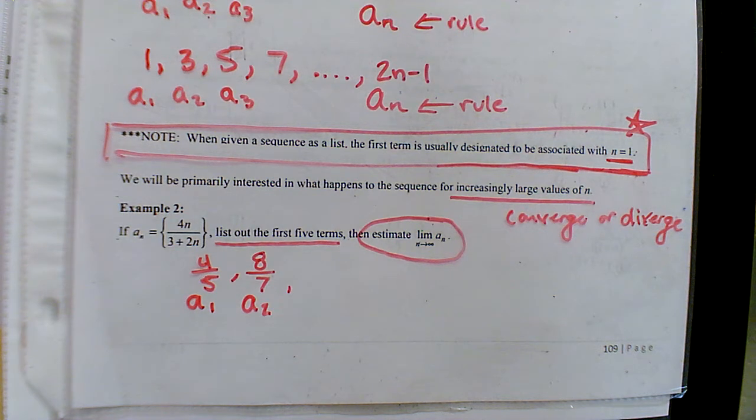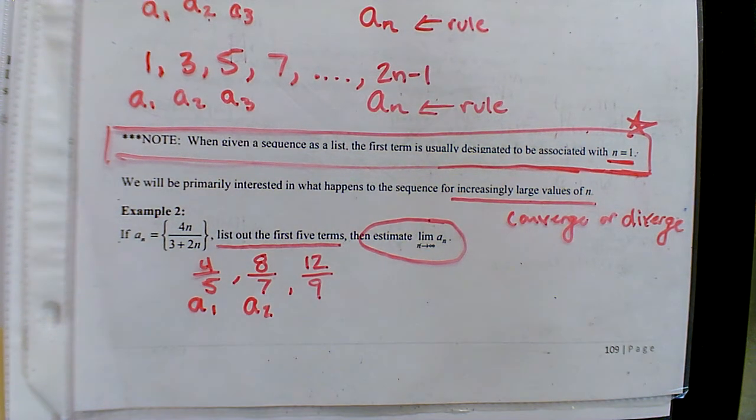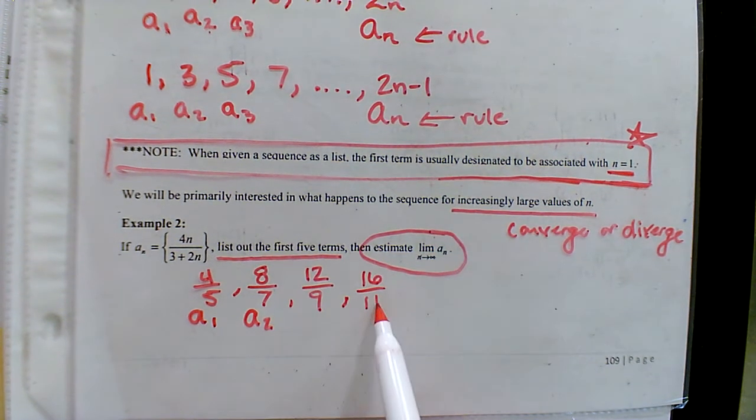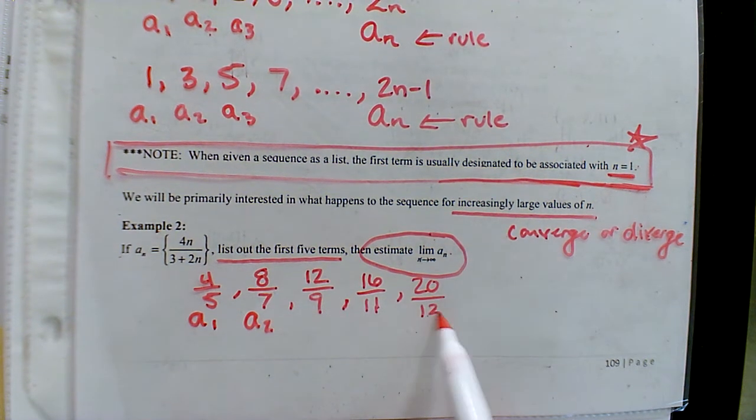If you plug in 3, you'll get 12 over 9, right? Now I know that fraction's reducible, but sometimes I like to leave them unreduced. That way a pattern might be easier to see. Okay, but if you want to reduce it, that's fine. If we plug in 4, we'll get 16 over 11. And plug in 5, we'll get 20 over 13.